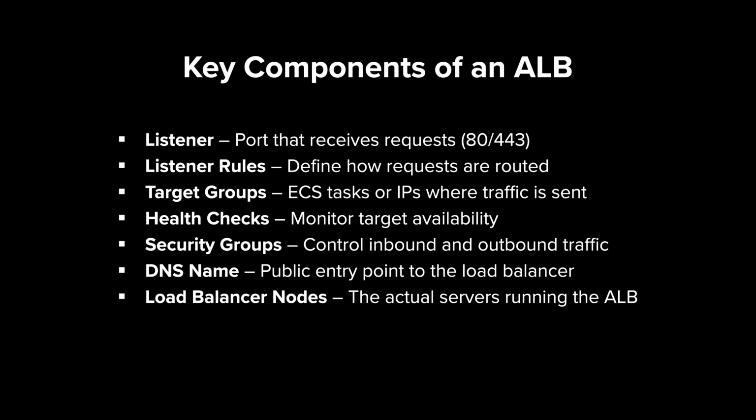Having multiple nodes ensures high availability. If one node goes down, others continue serving traffic. That's why, when you create an ALB, AWS asks you to select at least 2 availability zones, to make sure your load balancer is fault-tolerant and resilient. Together, these components make ALB both powerful and flexible for ECS workloads.